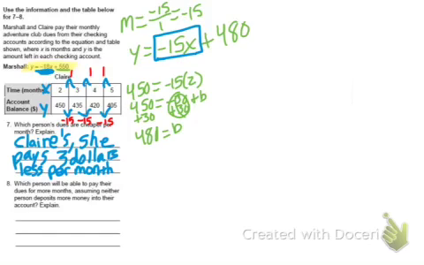Number 8, which person will be able to pay their dues for more months? So really we need to see how long does it take for them to equal 0. So in order to do that, we need to solve for x. So let's start with Marshall's. Y equals negative 18x plus 550.